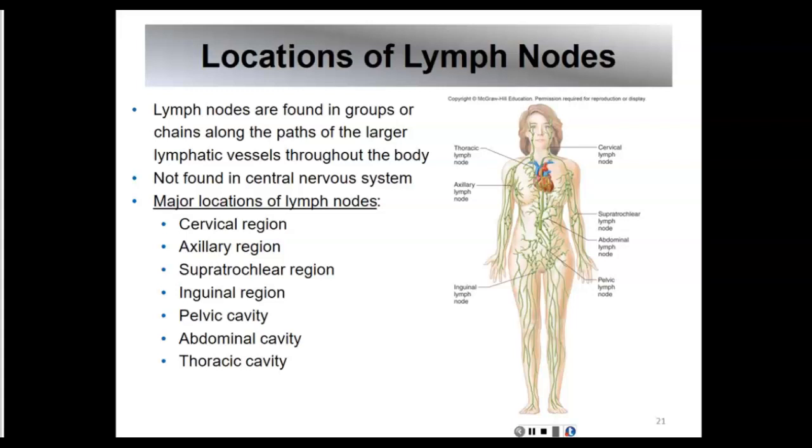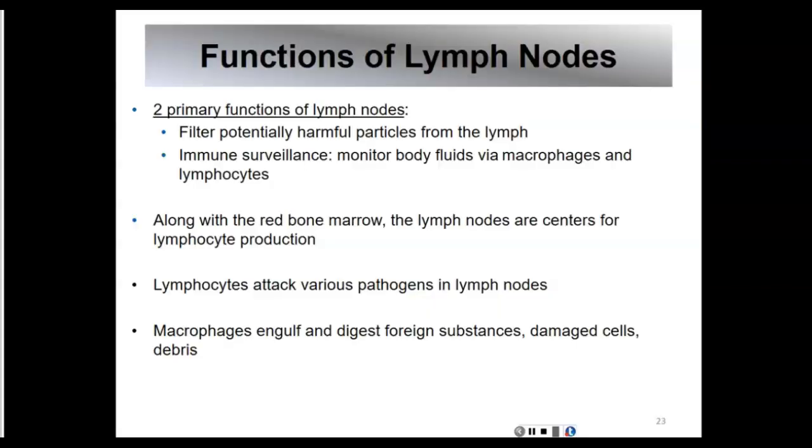Lymph nodes are found in groups or chains along the path of larger lymphatic vessels throughout the body. They are not in the central nervous system. These are your major regions. Two other primary functions: it filters potentially harmful particles from the lymph, and immune surveillance, monitoring body fluid by macrophages and lymphocytes. And along with red bone marrow, lymph nodes are centers for lymphocyte production. Lymphocytes attack various pathogens in lymph nodes, and macrophages engulf and digest foreign substances, damaged cells, and debris.